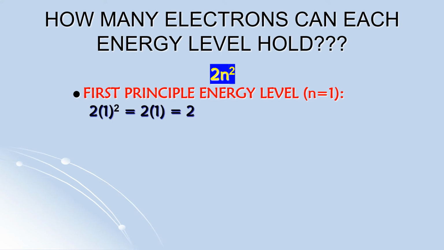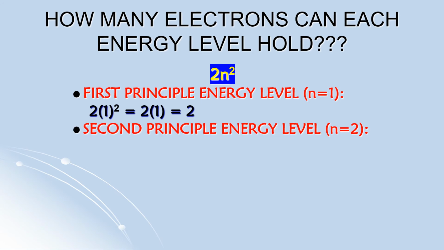So when we do that, 1 squared is going to be 1 times 2. That gives us 2, which means we can only fit 2 electrons in the first energy level. That's it. That's the maximum that it can hold. It cannot ever have 3 electrons.